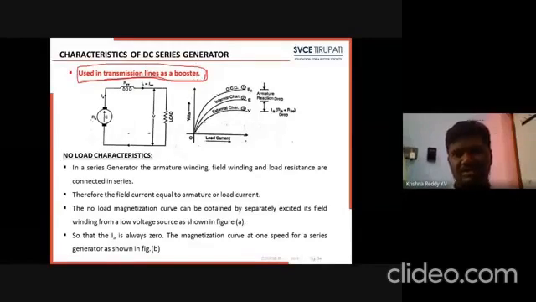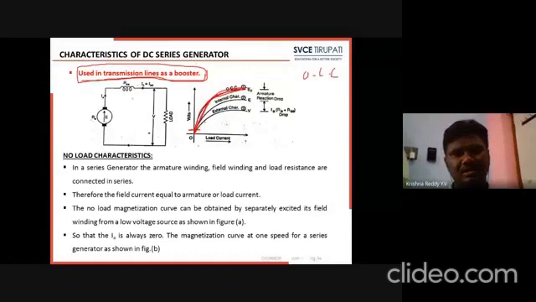Here the open circuit characteristics are the same for each and every generator. Initially the field current is 0, and we have a certain amount of residual voltage. It increases up to its rated voltage before applying load. This is the open circuit characteristics.